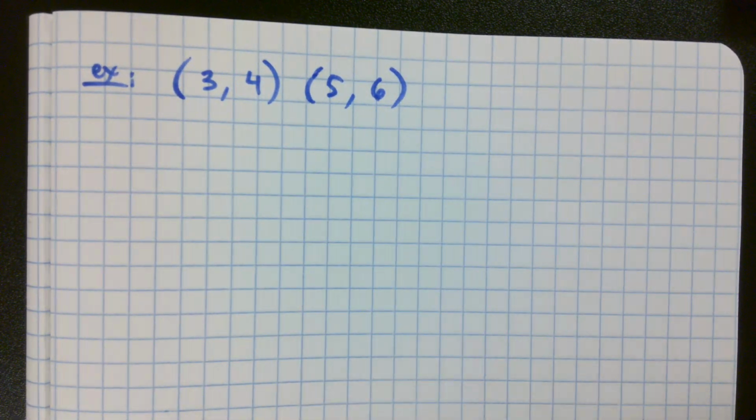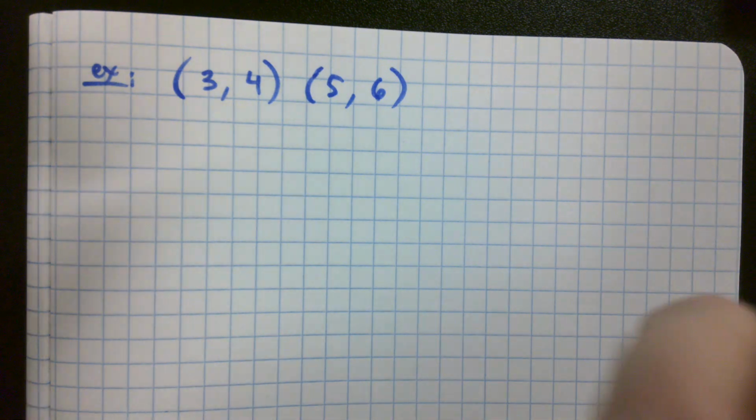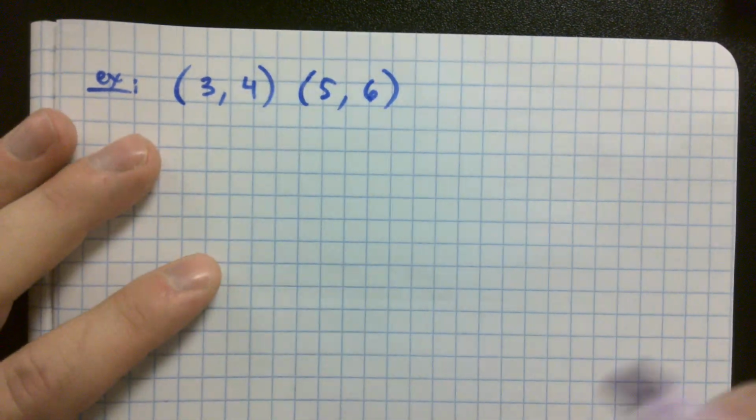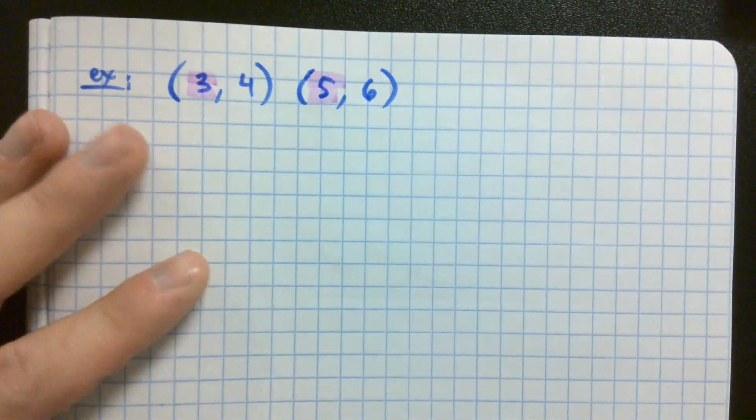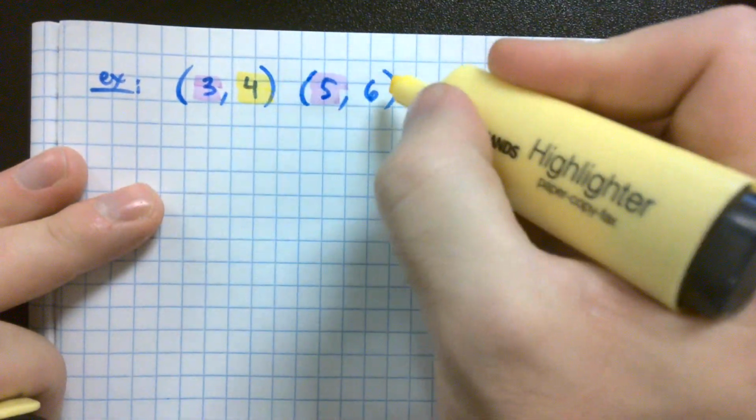The first thing we want to do is label. So I'm going to highlight my x's. What are my x coordinates here? 3 and 5. What are my y coordinates here? 4 and 6.